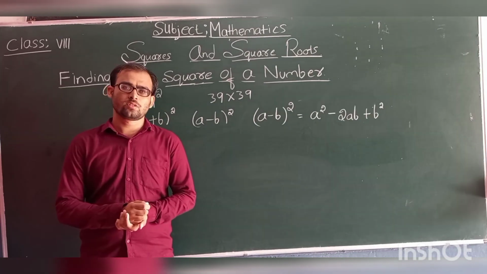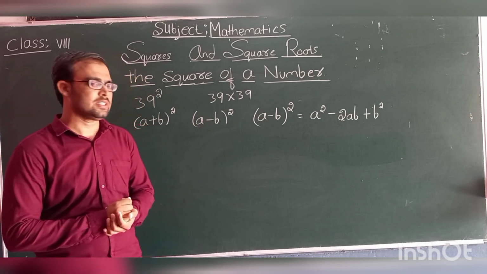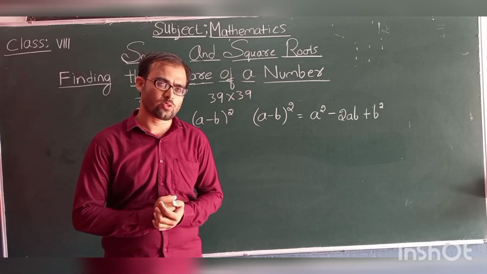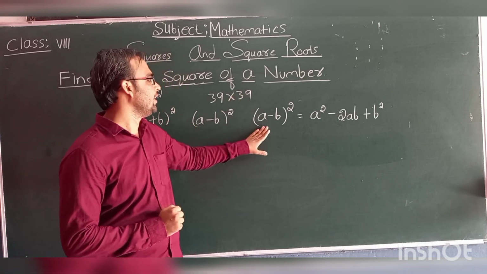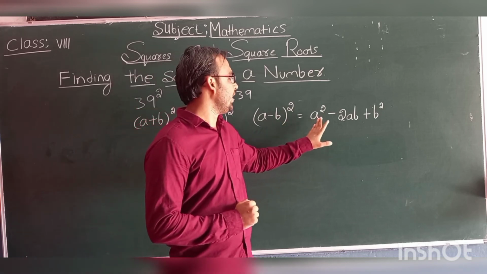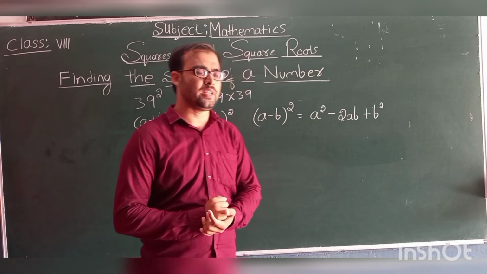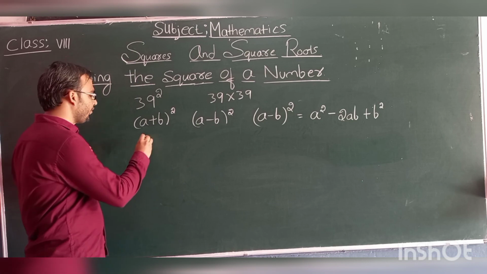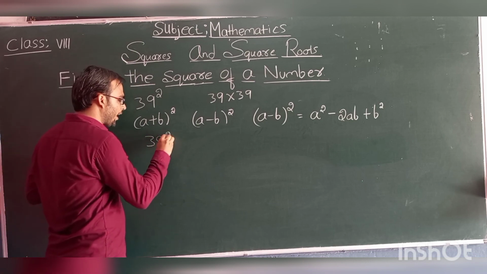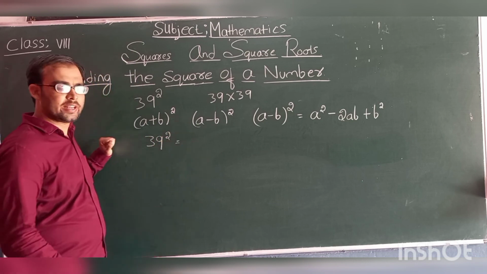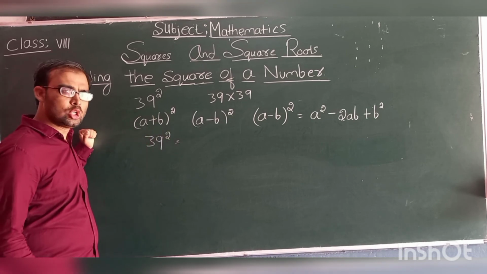Students, now we will find the square of 39 using the identity (a minus b) whole square. Look at the formula here. (a minus b) whole square is a square minus 2ab plus b square. Now we need to write 39 square in the form of (a minus b) whole square.